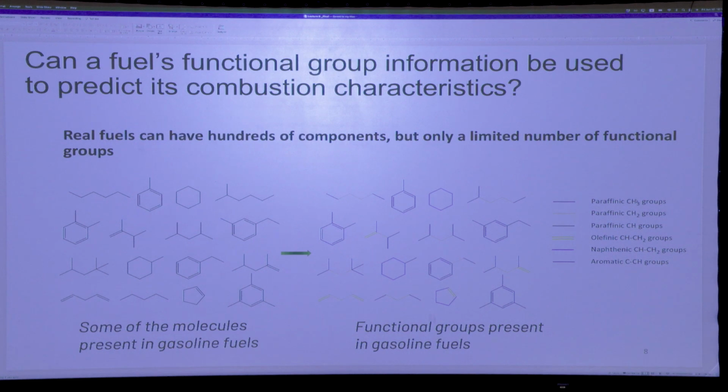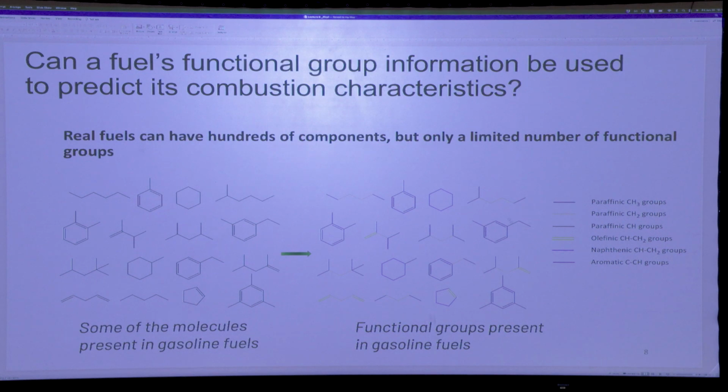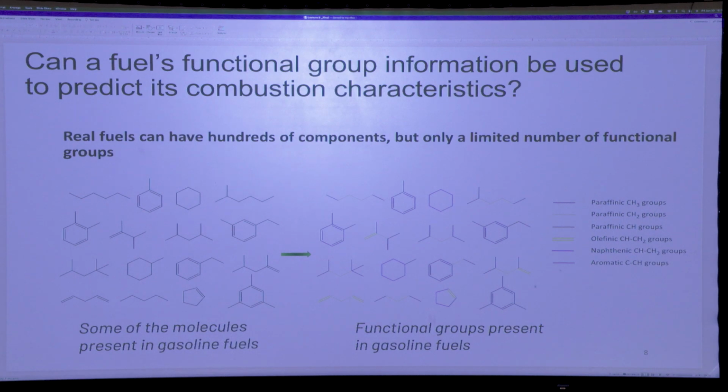So paraffinic CH3 groups. Similarly, paraffinic CH2 groups are common between different molecules. Paraffinic CH groups, these are the tertiary carbons, like we see here in the, are there any shown? There's none in this, well, there should be one here. So this should actually be a paraffinic CH group here in the black. And then olefinic groups in green, naphthenic groups are ring structures, and aromatic groups are aromatic rings. It's just a first approximation.